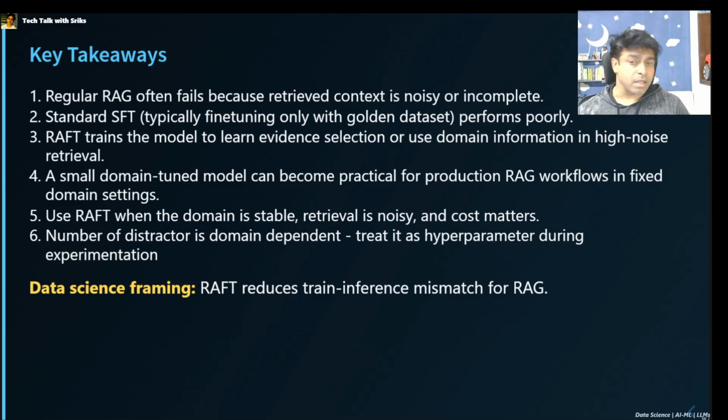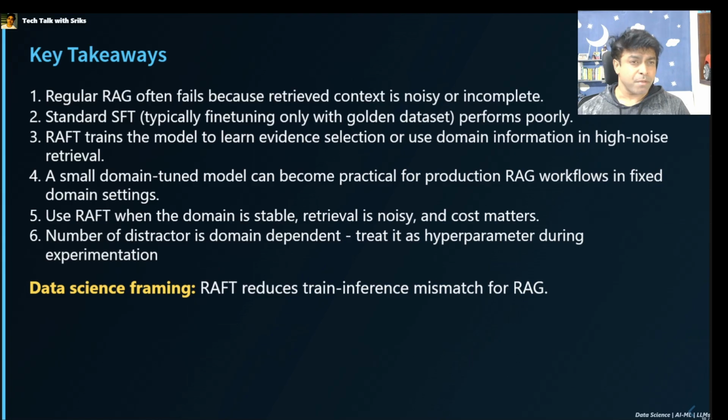We also learned that RAFT can only be used if your domain is stable, the retrieval is noisy, and cost matters. So if you do not have a stable domain, if you want to use this RAG in different domains, or if your retrieval is already correct and you want to build on the versatility of the large language models, RAFT may not be the right fit for you.